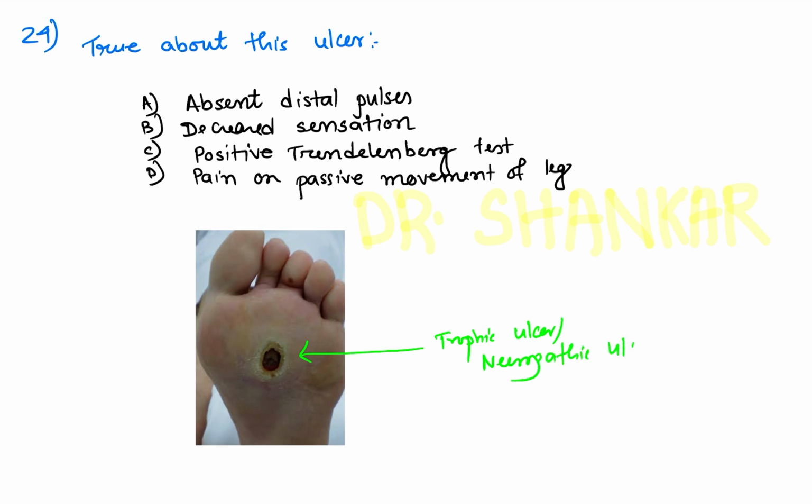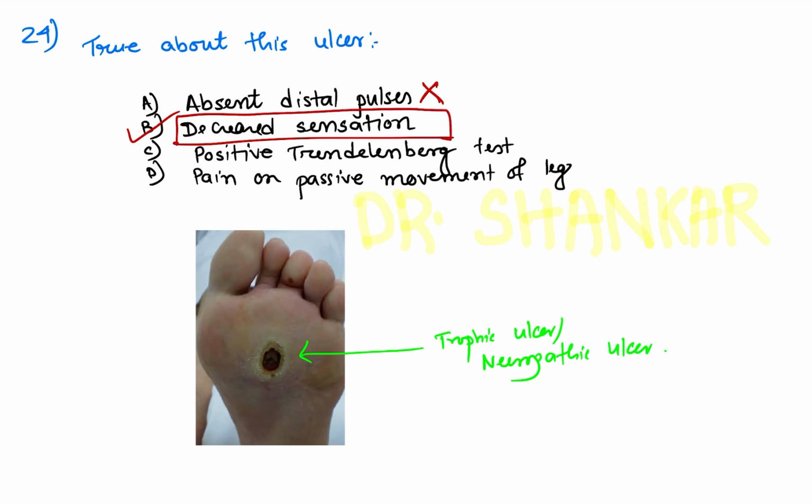Neuropathic ulcer can be seen in diabetic patient because of diabetic neuropathy. So, what is true about this ulcer? Number one is absent distal pulses. Absolutely no, this is common in arterial ulcer. Decreased sensation, yes, because this is neuropathic ulcer. So this is the answer.